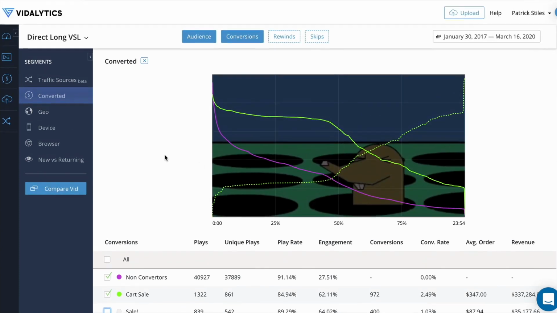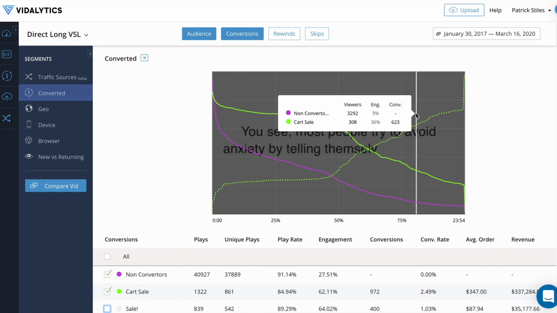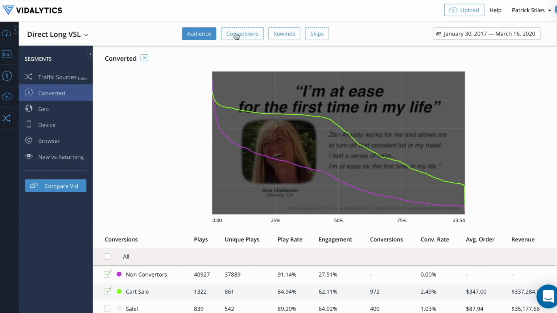So anyways, I've turned that off, and obviously conversions is only going to show for the one group of viewers because that's going to be converters and non-converters. So non-converters won't have any conversions. So here we go. And now we have audience engagement for buyers and non-buyers. And this is where the stats get really interesting.